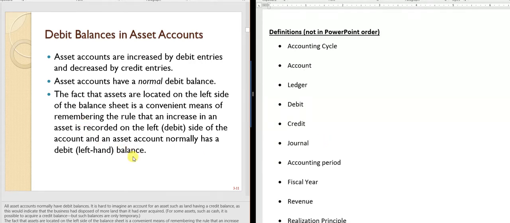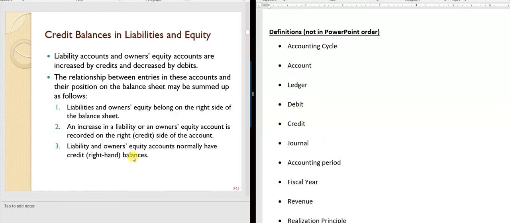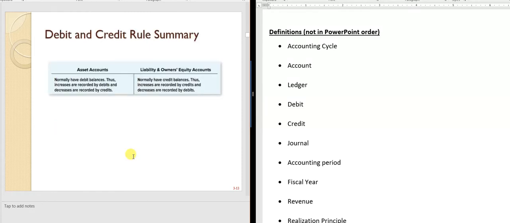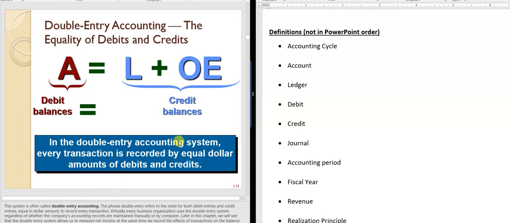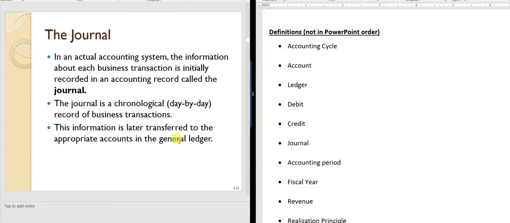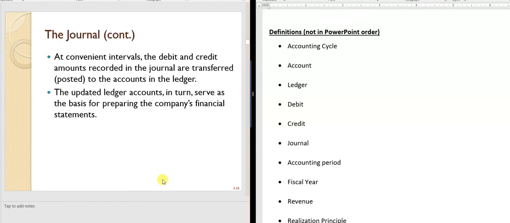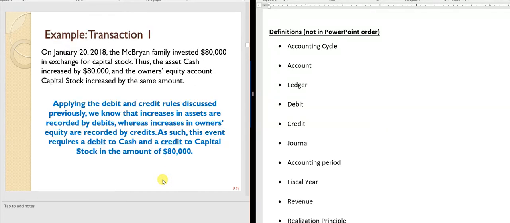Okay, and you can read through those. The journal is the book of original entry where we record the transactions. It's in chronological order, and every time I record something in the journal where I increase cash and increase owner's equity, I have to go back to the ledger and post it on those specific pages. Please read through those.